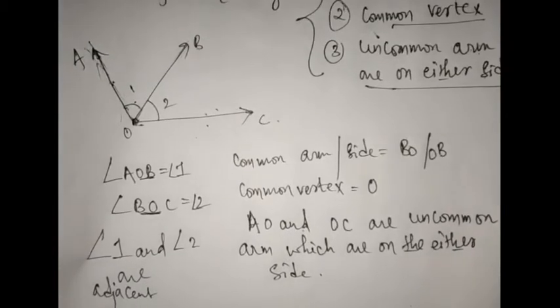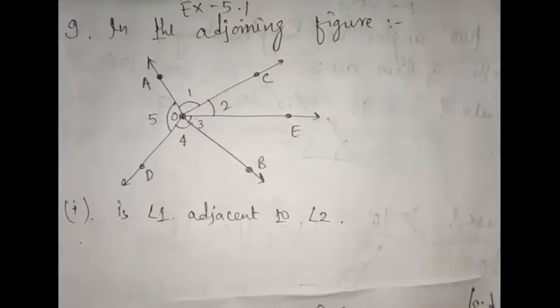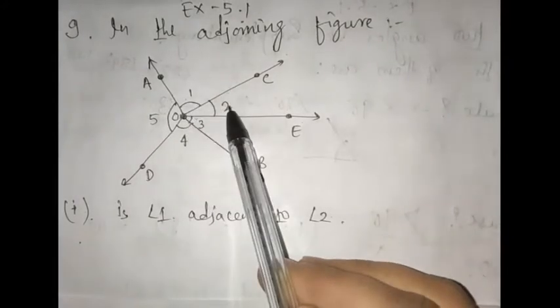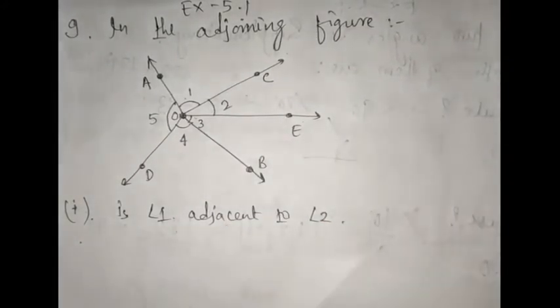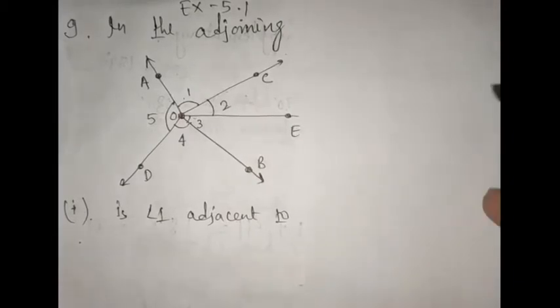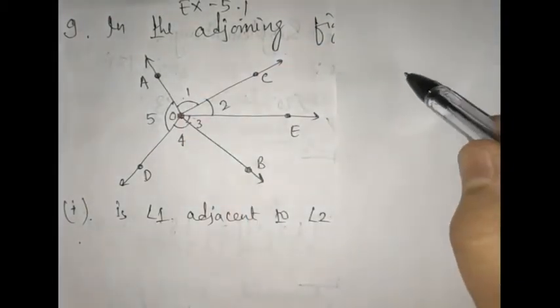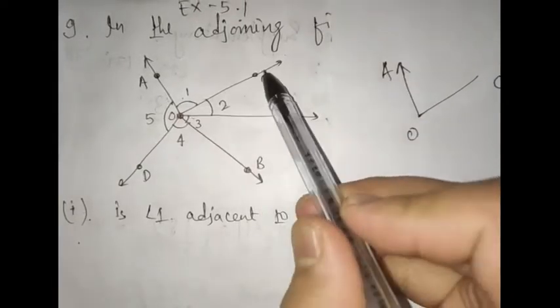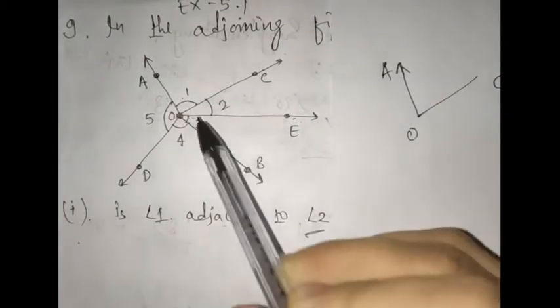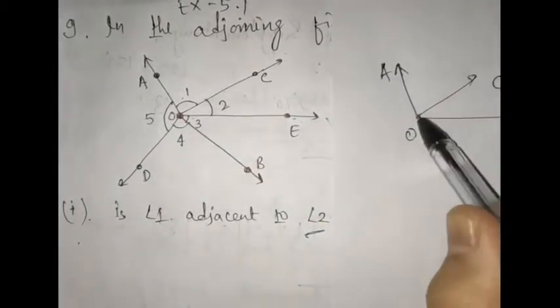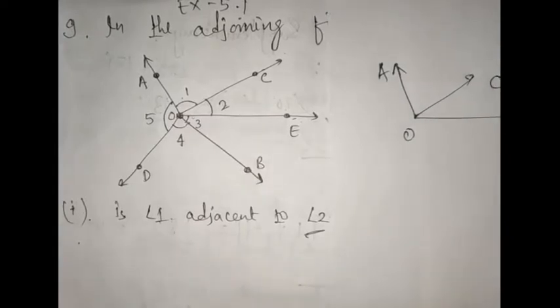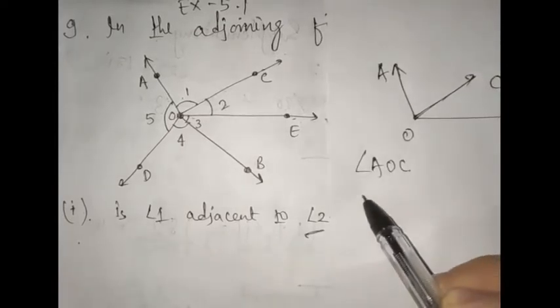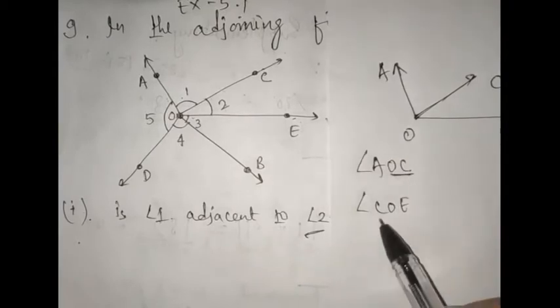Looking at this concept, now we are going to solve number 1: are angle 1 and angle 2 adjacent? Let us make a figure. What is angle 1 here? Angle 1 is AOC, and angle 2 is COE. Do you think they have a common arm? Yes, between angle AOC and angle COE they have a common arm, that is CO or OC.